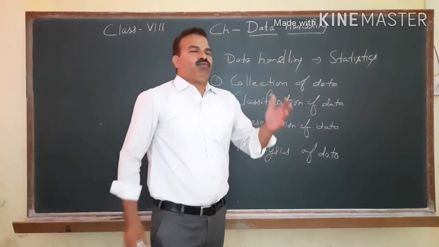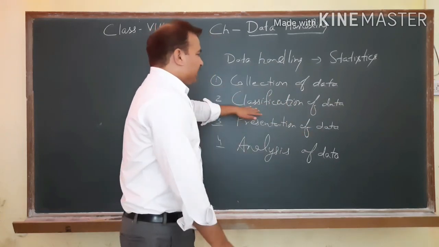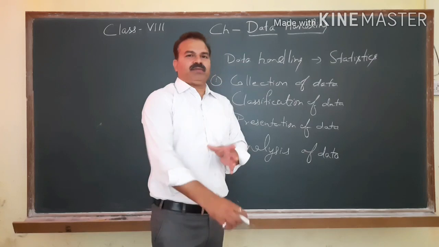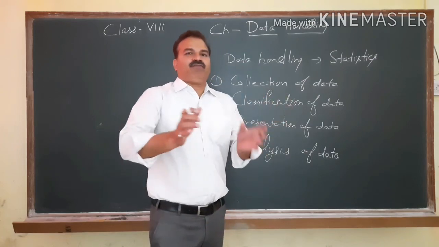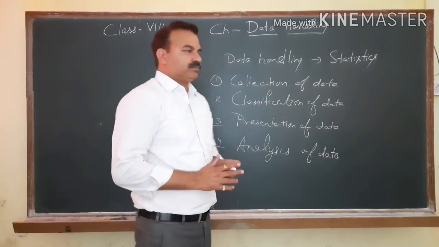See, the very first is the collection. Collection of data means whatever information we collect in the form of a number. Then second is the classification. Classification means to arrange them in a form of groups, how they are related to each other.